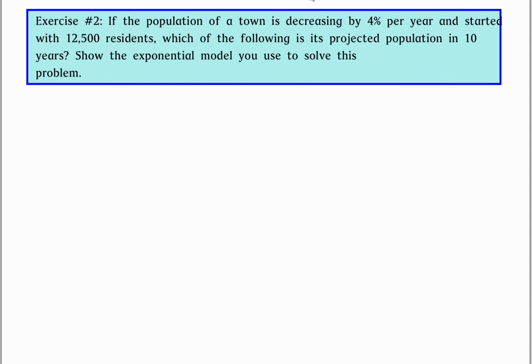Example 2, if a population is decreasing, here's that decreasing one, by 4%. So my percent, most kids think it's 4%. We're going to show you a little trick to that. It started with 12,500 residents, so according to this, our initial quantity is 12,500, and it's an exponential model. We want to know what its population will be in 10 years.